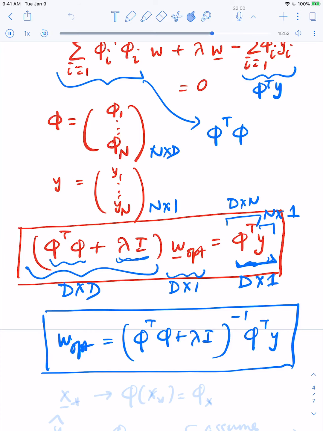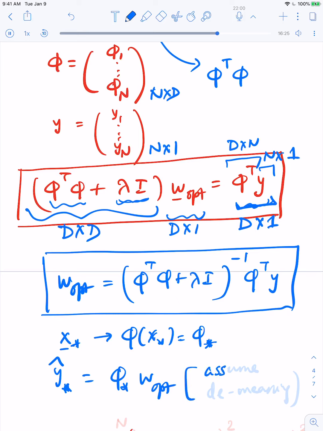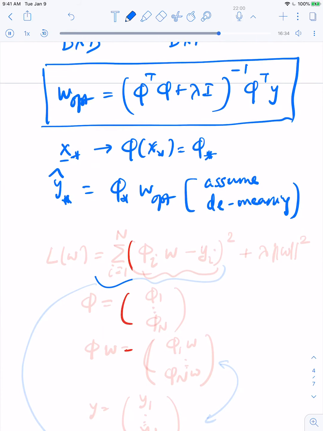And of course, for a new point, x star, for inference, I have phi of x star, I'm calling it phi star. My y star, the target for that, y hat star, is going to be phi star times W opt, right? So that's what your estimate would be. Again, assume d-meaning, right? So you don't have the bias. You don't need the bias term when you do that.